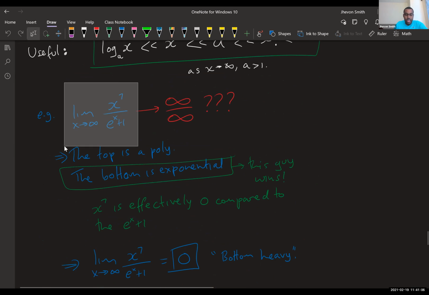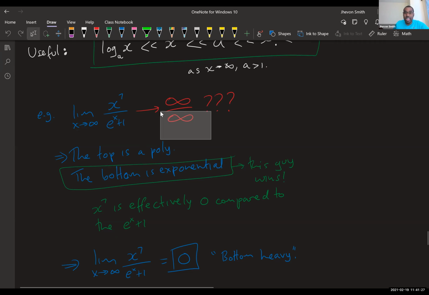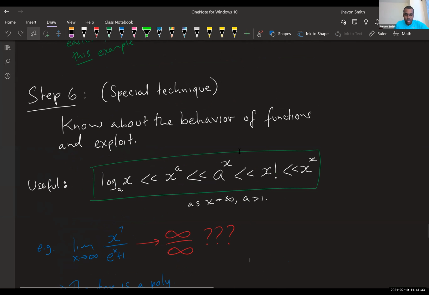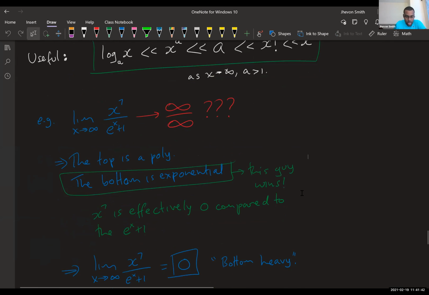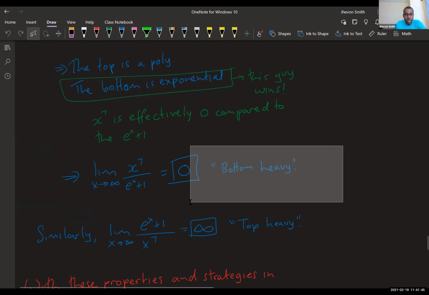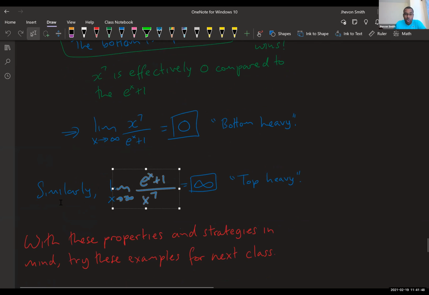So you see a limit like this, you don't have to do a plug-in because you can't plug in infinity. You also can't simplify. You don't know how to graph that. Wouldn't want to do a table of values, right? And it's just a weird thing. It's going to infinity over infinity. As X goes to infinity, X to the 7 goes to infinity. As X goes to infinity, E to the X plus 1 goes to infinity. But hey, not all infinities are created equal. In some sense, this infinity gets to infinity faster than this infinity because of this rule, right? We're comparing an exponential and a polynomial. So the bottom is going to overwhelm the top. We have a huge denominator and a small numerator. So that limit is 0. We call this bottom heavy. If things were reversed, of course, the opposite would be true.